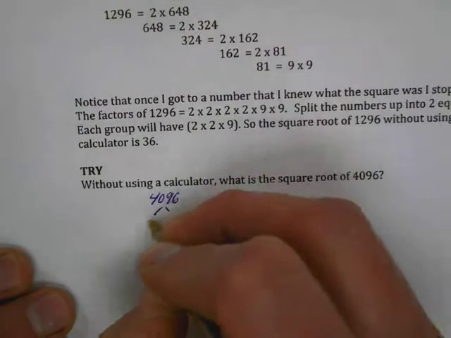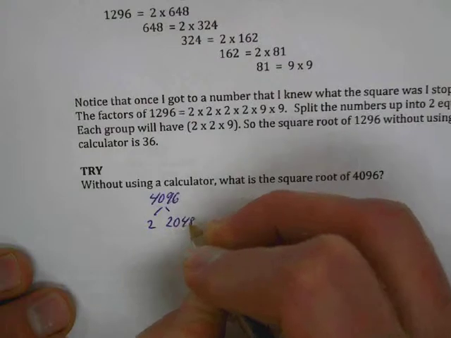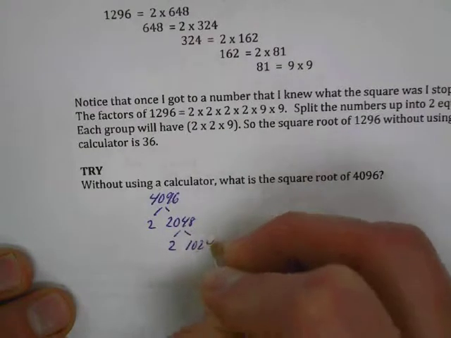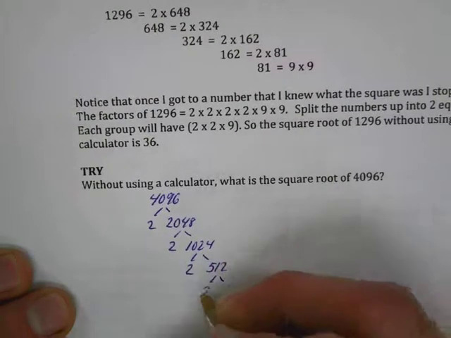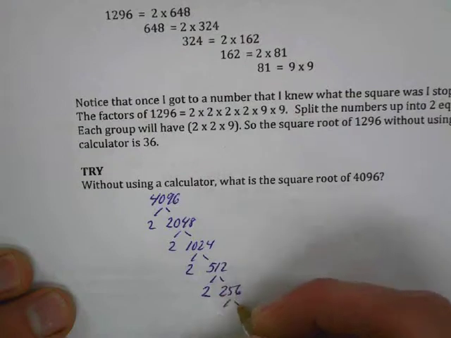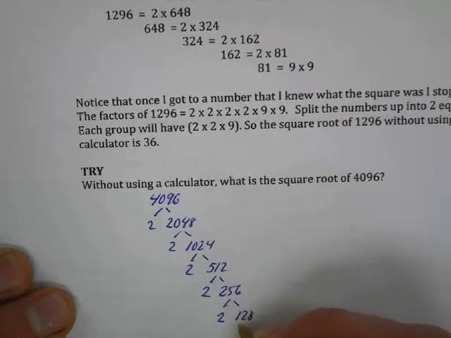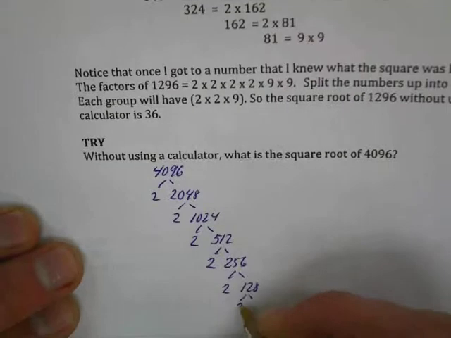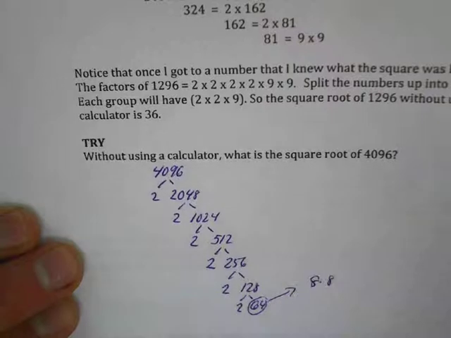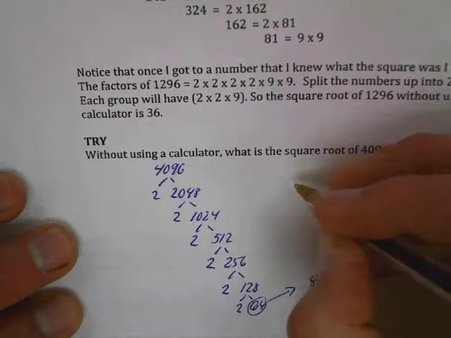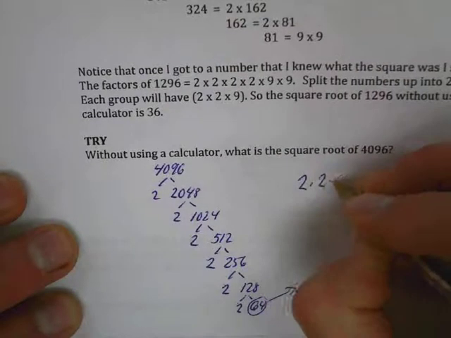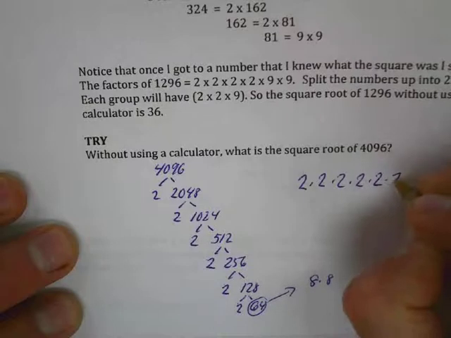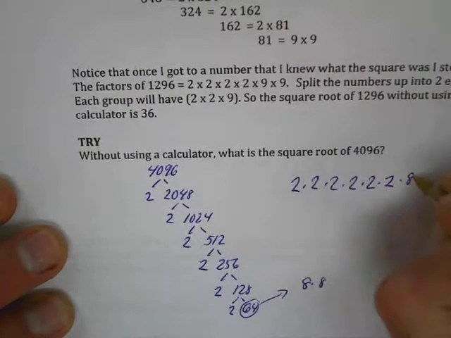So 4,096 divided by 2 gives me 2,048, divided by 2 gives me 1,024, divided by 2 gives me 512, divided by 2 gives me 256, divided by 2 gives me 128, divided by 2 gives me 64. I know 64 is 8 times 8. So now I have 1, 2, 3, 4, 5, 6 twos, times 8 times 8.